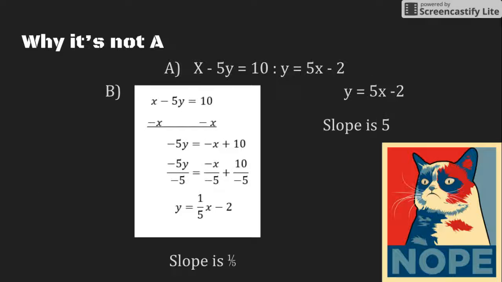Why it's not A. When you convert the first equation to slope-intercept form, we must subtract x from both sides and divide each term by -5. The final equation is now y equals 1 over 5x minus 2, which shows a slope of 1 over 5, and a y-intercept of -2. The second equation is already in slope-intercept form, and the slope is 5. These two slopes are not the same, so these lines are not parallel.